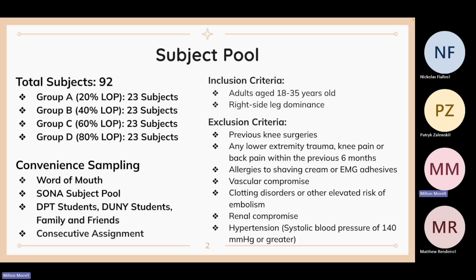For our inclusion criteria, we had adults aged 18 to 35, and they had to be right-sided leg dominance. And for our exclusion criteria, they could not have any previous knee surgeries, any lower extremity trauma, no knee pain or back pain within the last 6 months. They could not have an allergy to shaving cream or the EMG adhesives. They could not have any vascular compromises, no clotting disorders, or other elevated risk of some type of embolism, no renal compromises, and they could not have hypertension.